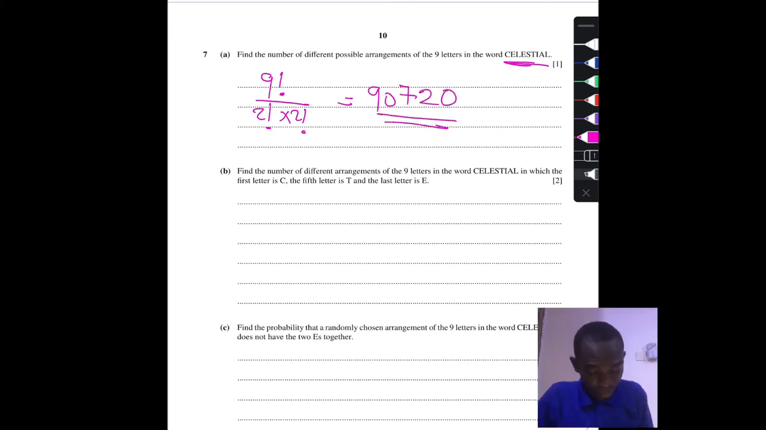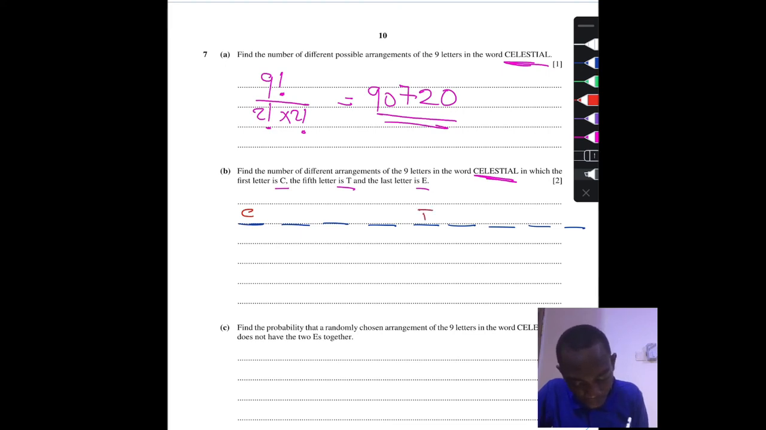Okay, the B part says, find the number of different arrangements of the 9 letters in the word celestial, in which the first is C, the fifth is T, and then the last is E. Okay, so let's get our 9 dashes. 1, 2, 3, 4, 5, 6, 7, 8, 9. The first is what? A C. Now the fifth, 1, 2, 3, 4, 5. The fifth is a T, and the last is an E. Okay, so these are actually your restrictions. They are telling you to put them there. So you put them there, you are done.